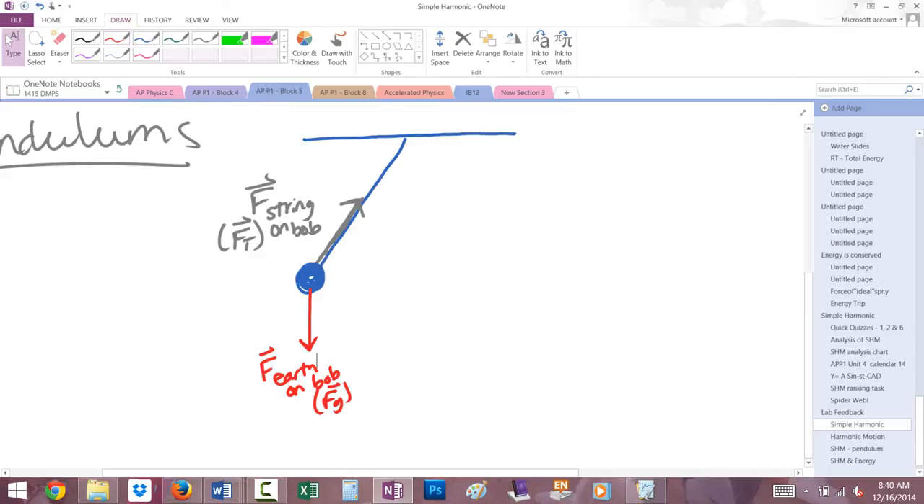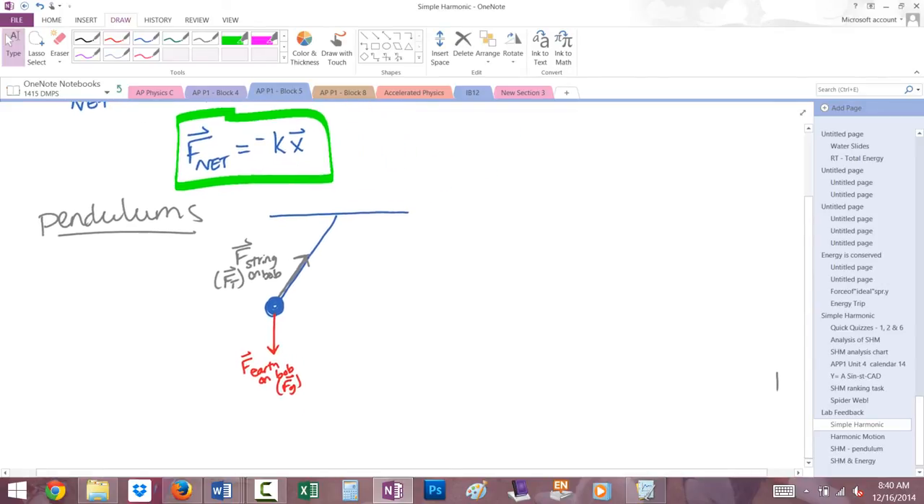Now, again, we need to get it to look like this thing in order to convince ourselves that it's simple harmonic motion. So is there a net force acting on this object? Yes. Which way is it going to accelerate? Towards the right. Straight to the right? At an angle.